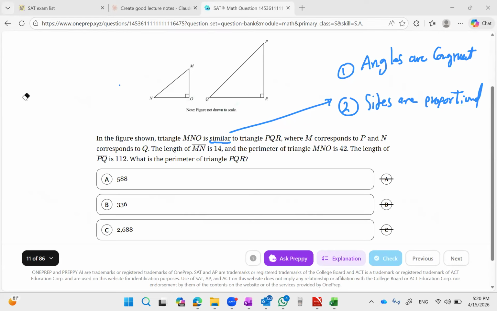So let's go back to the question. It says that in the given figure, triangle MNO is similar to triangle PQR.